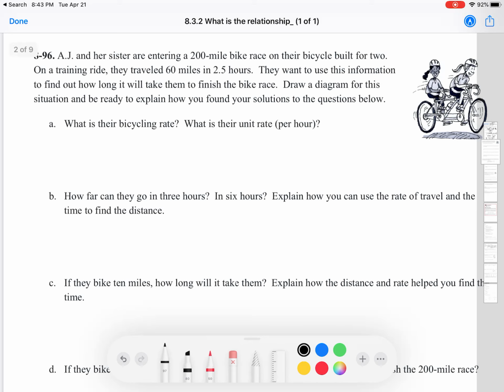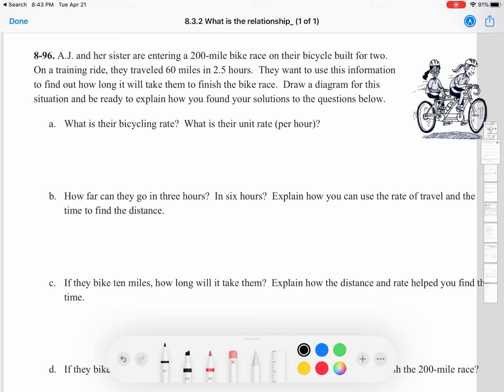AJ and her sister are entering a 200-mile bike race on their bicycle built for two. On a training ride, they traveled 60 miles in 2.5 hours. They want to use this information to find how long it'll take for them to finish the bike race. Draw a diagram for this situation. Be ready to explain how you found your solutions to the questions below.